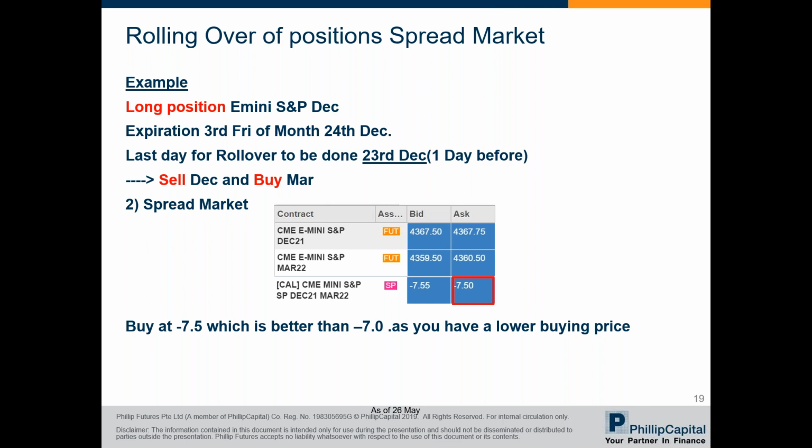But first, notice that the spread shows the calendar spread in bracket CAL, CME Mini S&P S for spread December 21, March 22. The 2 months are shown here for the spread, which is December 21 and March 22. So you are looking to buy at the offer price if you are in long position, which is at minus 7.5 spread. This is actually better than what you have in the previous slide, which is minus 7.0.